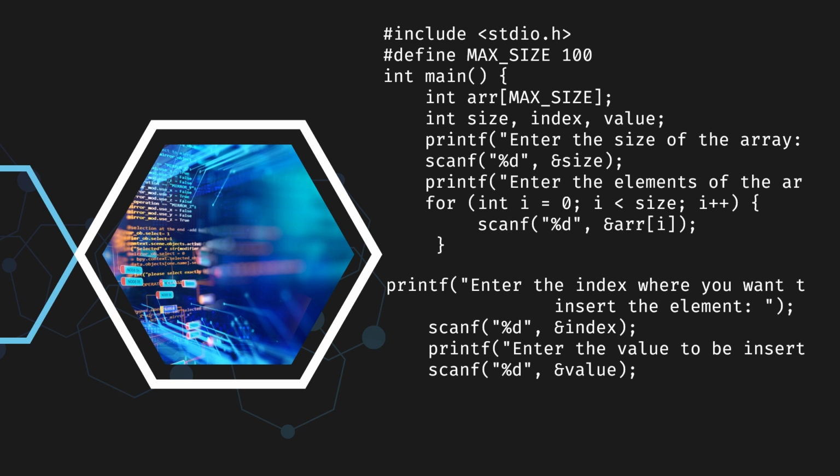I have simply written one program. In this program, as I already took MAX_SIZE as 100, I have taken the same macro with the size of 100. Inside the main function, I have taken some variables like array, and I have given the size of the array as MAX_SIZE. Other variables are size, index and value. These 3 variables I have taken.